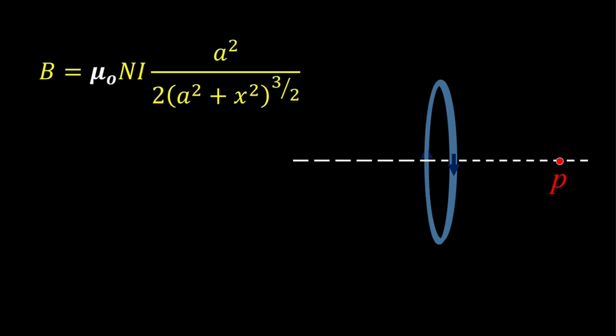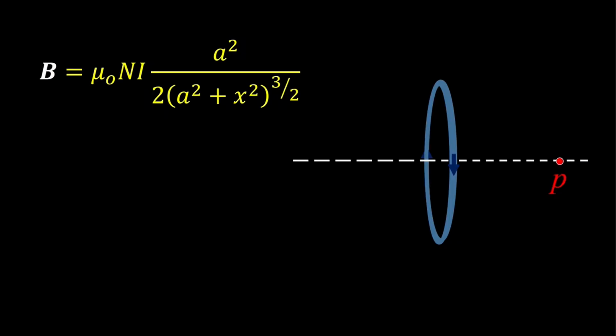where mu naught is the magnetic permeability, N is the number of turns of the coil, I is the current that passes through the coil, A is the radius of the coil, and x once again is the distance between the point and the center of the coil.